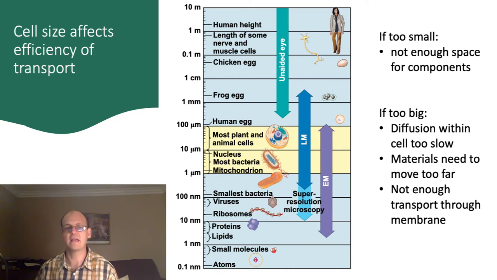There are lower limits to how small a cell can be. If the cell is too small, it simply can't contain all of the materials and components that it needs. Notably, most bacteria are smaller than the smallest eukaryotic cells. Prokaryotes do not have large organelles that simply take up space within a eukaryotic cell.